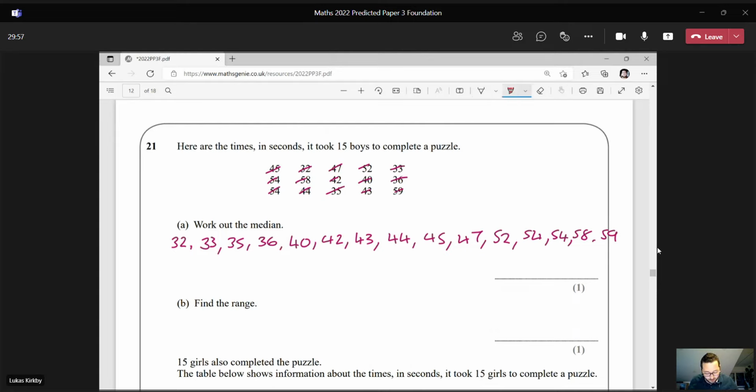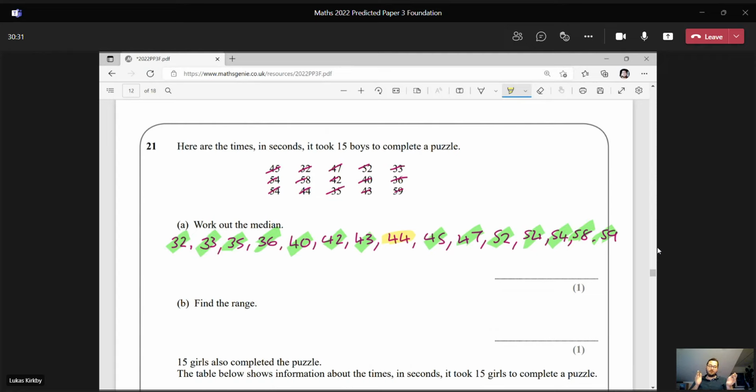Okay, so we want to find the median. So that means we want to find the middle number. The easiest way to do this is to just cut them off and go into the middle. So let's just cut off the outside. Keep going. I'm just going to keep doing this. And you should be left with one in the middle. And it's 44.